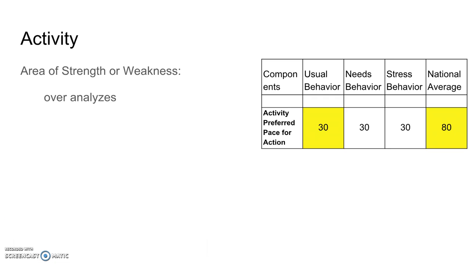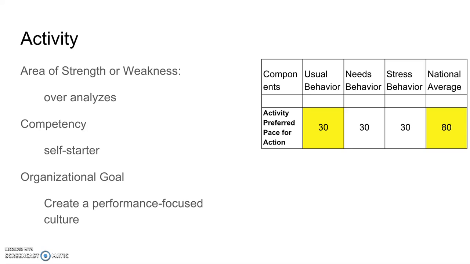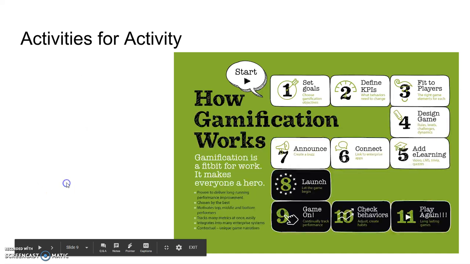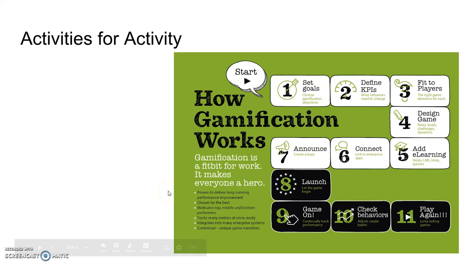The goal was to create a performance-based culture, but also make decisions more quickly so we can get more data and make more corrections more quickly based on data rather than theory. So the activities for activity. I like saying that. Those are things like gamification, encouraging failure, and simulation.